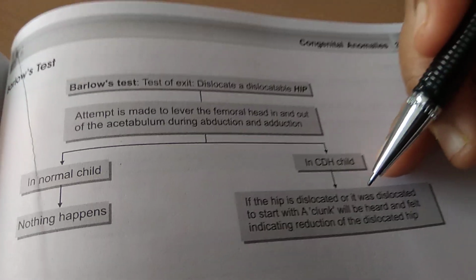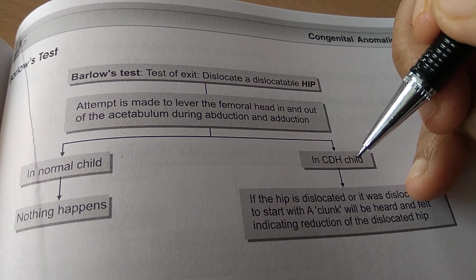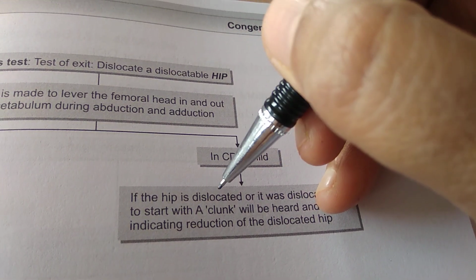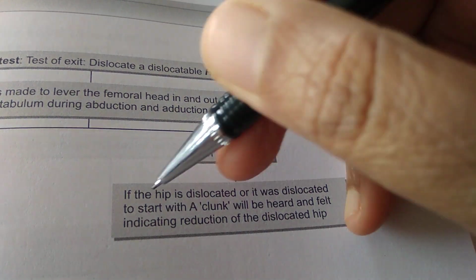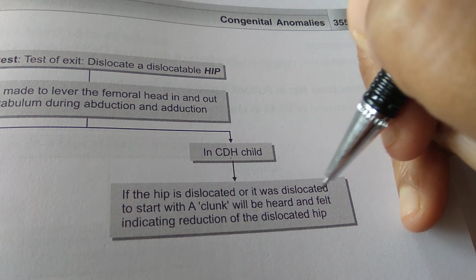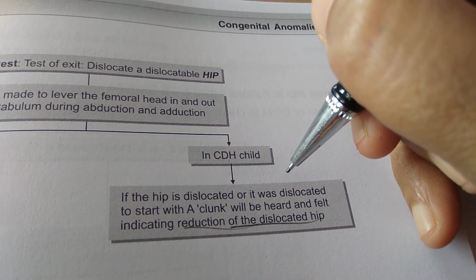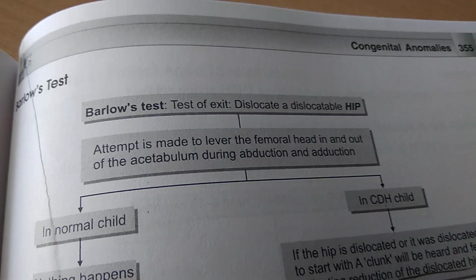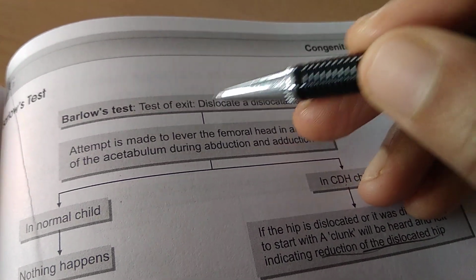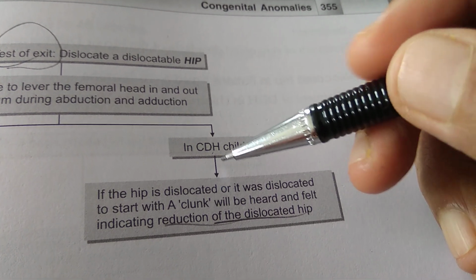So guys, we're just looking at the complete answer for the CDH in this book, okay? Barlow test. If it is a CDH, the hip is dislocated. If this hip is dislocated or it was dislocated to start with, a clunk will be heard and felt indicating reduction of the dislocated hip. Okay. So basically you dislocated a dislocatable hip. So this is a test of exit. It will dislocate a dislocatable hip. Okay.